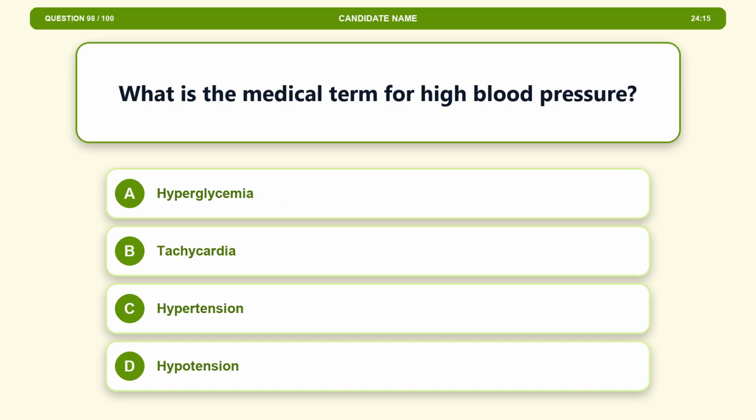Question 98. What is the medical term for high blood pressure? Option A, hyperglycemia. Option B, tachycardia. Option C, hypertension. Option D, hypotension.